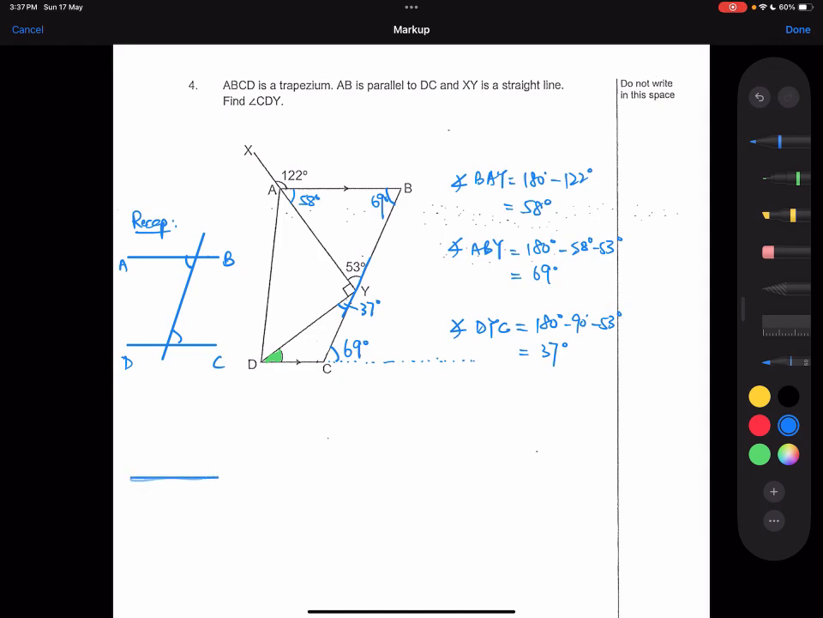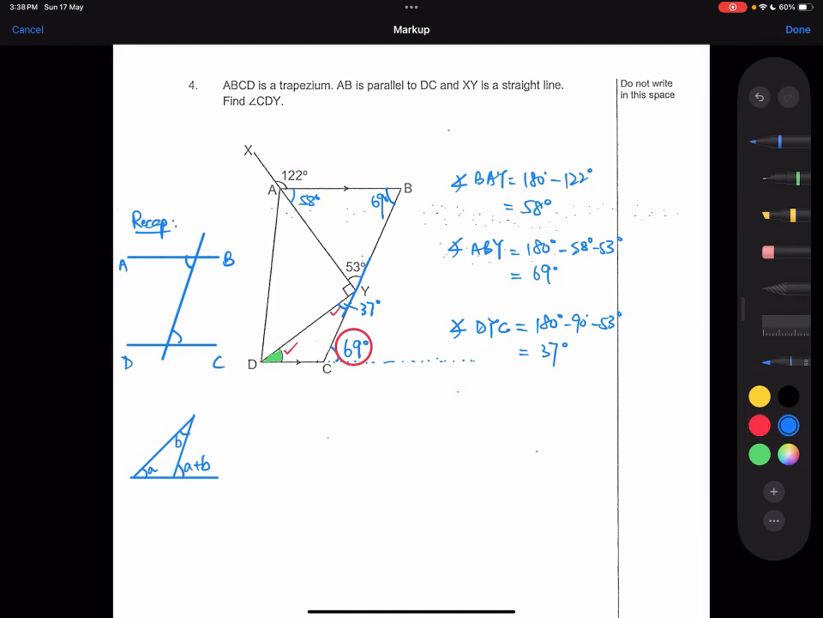On the straight line, you have a triangle. This angle here is equal to the sum of two opposite interior angles. So if this is A, this is B, this will be A plus B. Which means that this 69 here is the sum of this angle plus this angle.